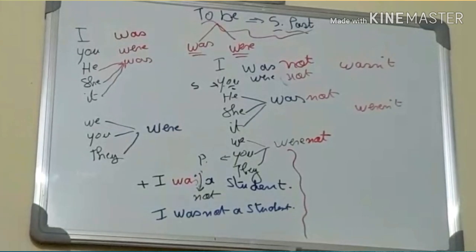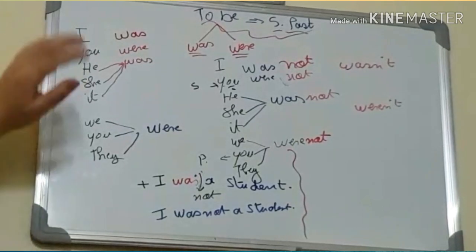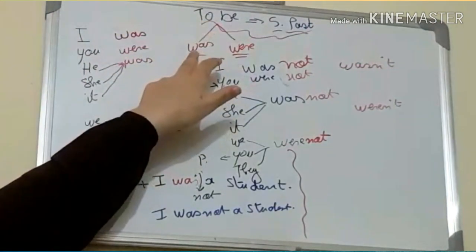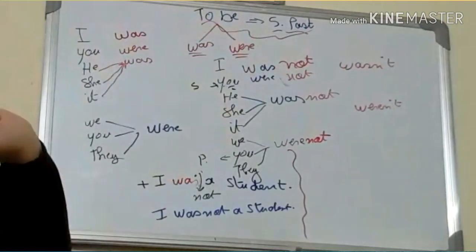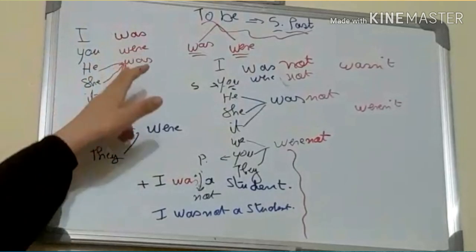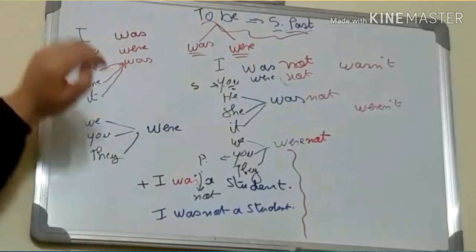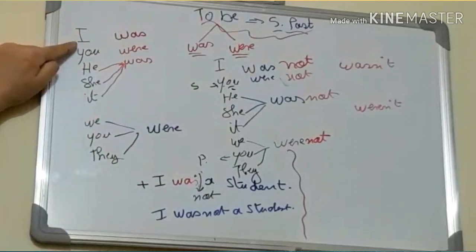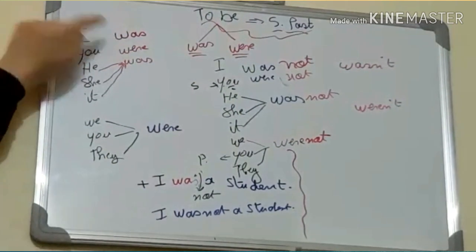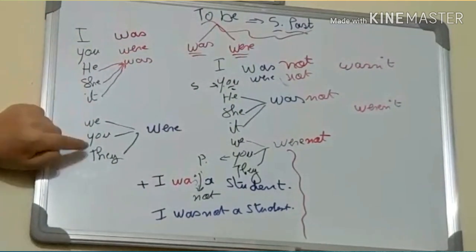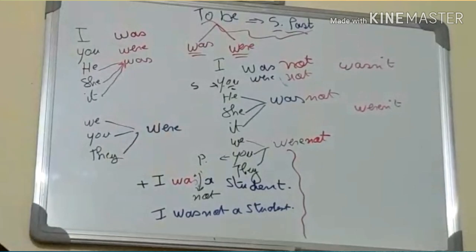Okay, so now we will see a short revision. We will do a short revision. So, to be and the two forms in the simple past are was and were. With all the pronouns, this is its conjugation, sometimes was, sometimes were. With I, he, she, it, was. With you, we, you, they, were. This is clear. Yes, clear.